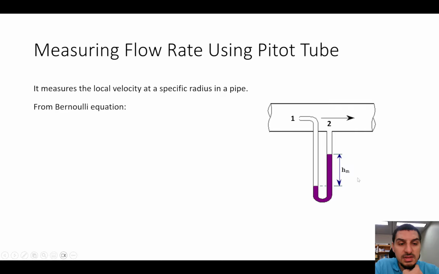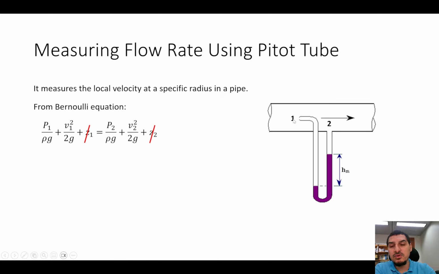And from the difference in the differential height of the manometer, we can find the velocity of the flow. But this is used to calculate or measure the local velocity, which is very important. So this is only for the velocity at this radius.